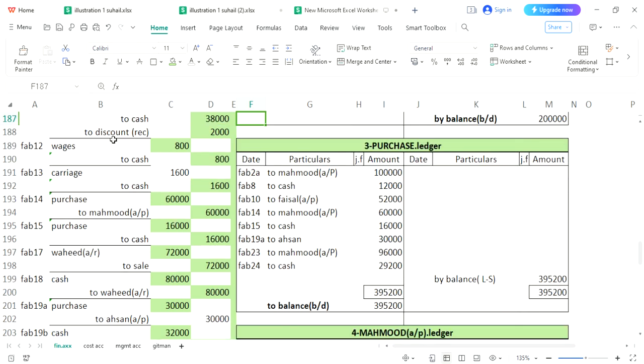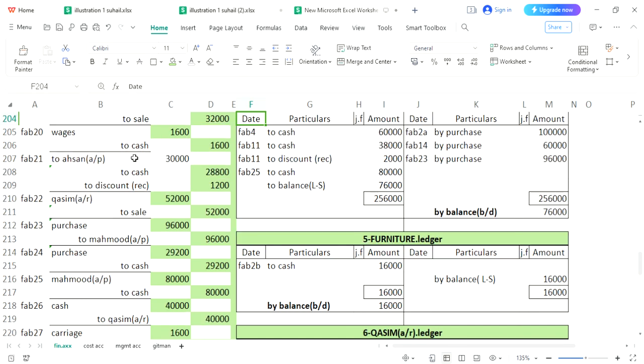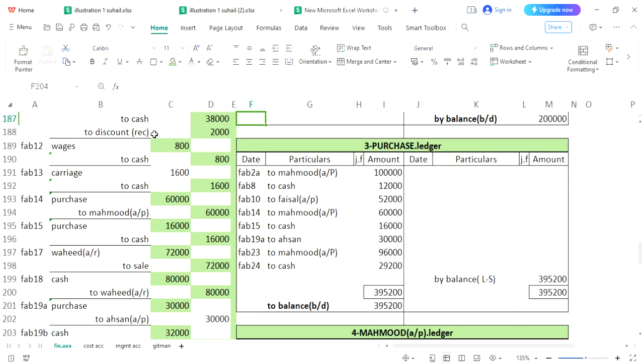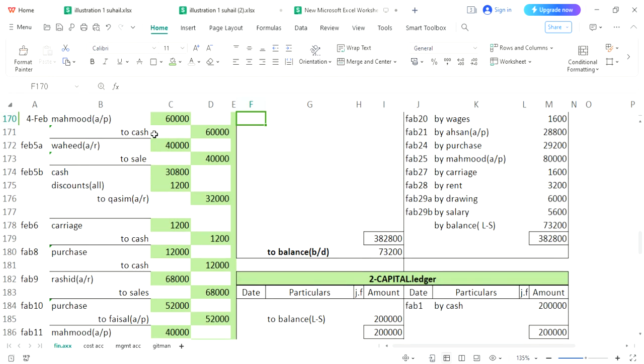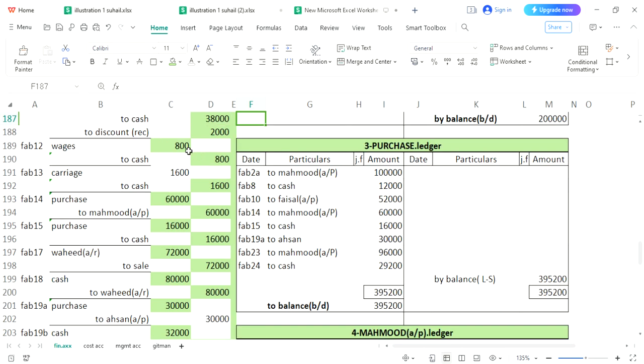So first wages were 800, and there were two wages. I'm hopeful. Second wages were 1600. You can see over here. So the first number of wages we have seen was 800. Next unmarked entry is carriage.